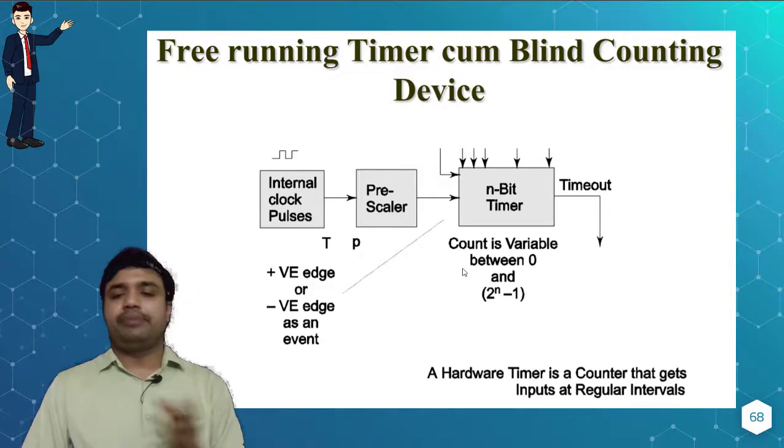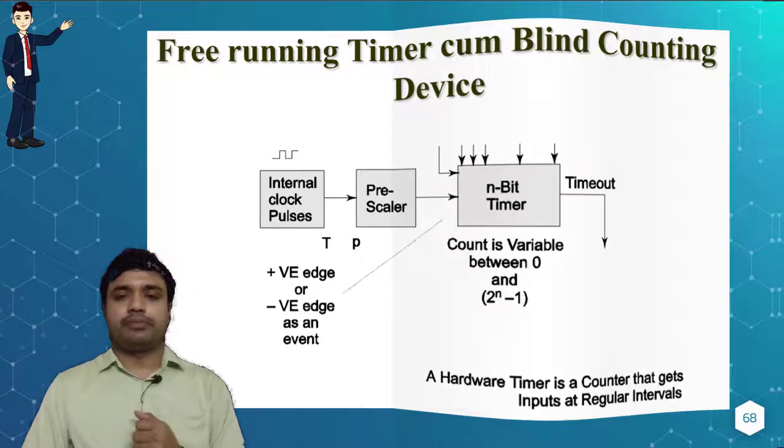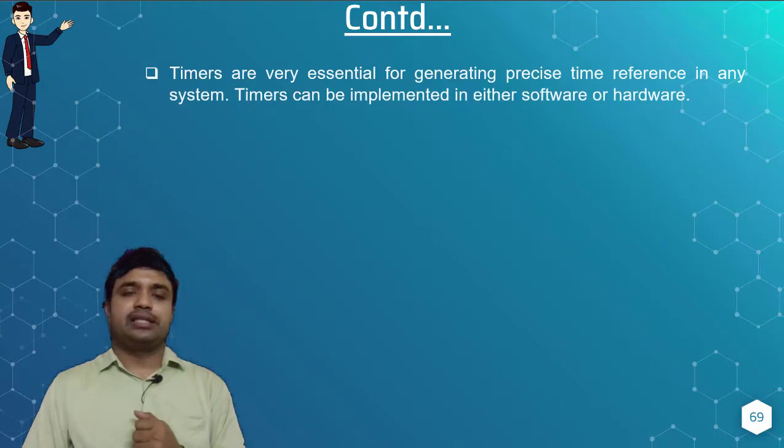Okay, and the remaining rest of the things are normal with a normal counter operation. Okay, and the next is, the timers are very essential for generating precise time difference in any system. So for any CPU, it needs to perform its actions according to the time intervals. Timers can be implemented in either software or hardware.